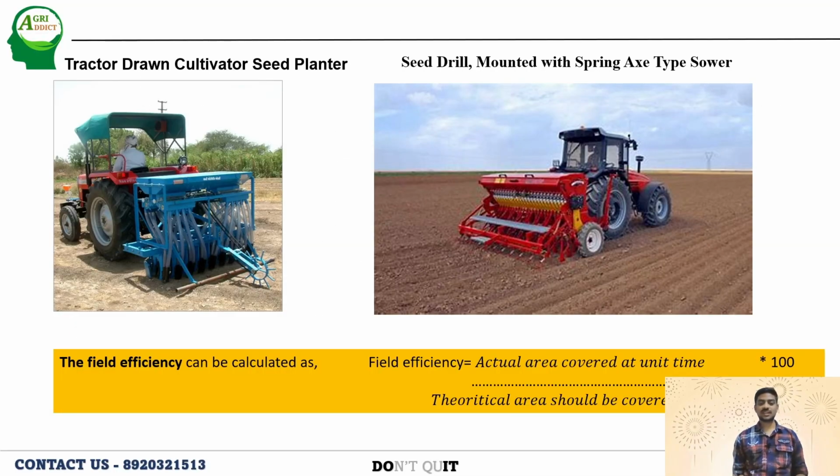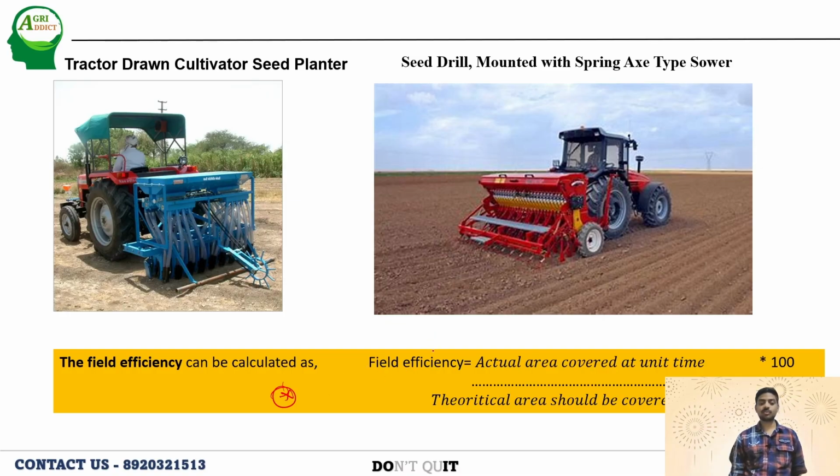And these are the two other seeding implements, that is tractor drawn cultivator and seed drill. Whichever devices or seeding implements I may be showing you, the basic fundamental is that you are supposed to check its field efficiency, how efficient it is, whether it is 50% or 70%, because that is what we want. It should save our time, it should save our energy too.